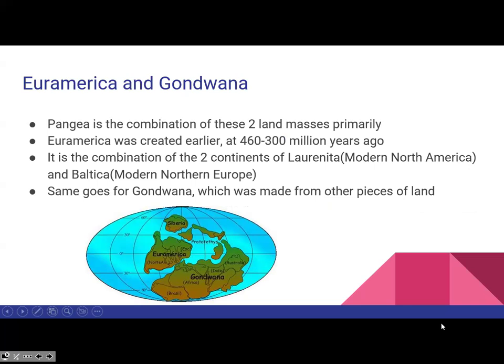And it is the combination of two of the continents: Laurentia, which is what we would call North America today, and Baltica, which would be the modern equivalent of Northern Europe. And the same goes for Gondwana, which is made up of multiple other continents in the same way. It's not made of two. And those helped to create it.